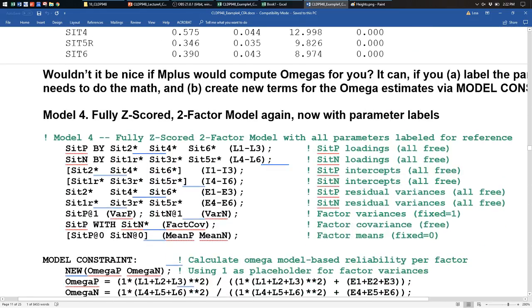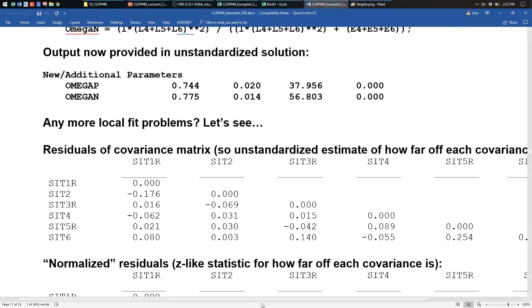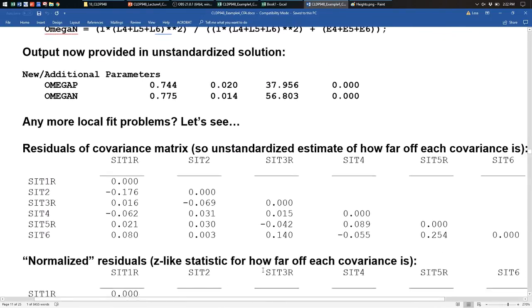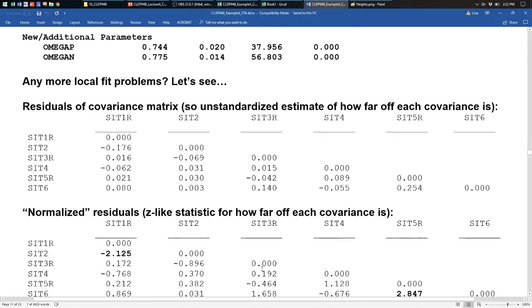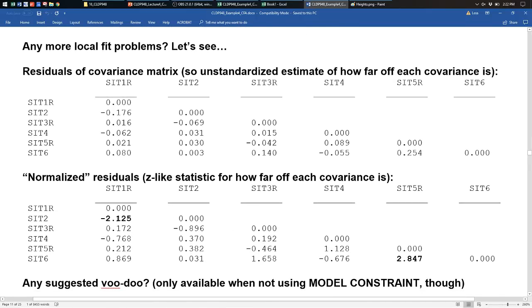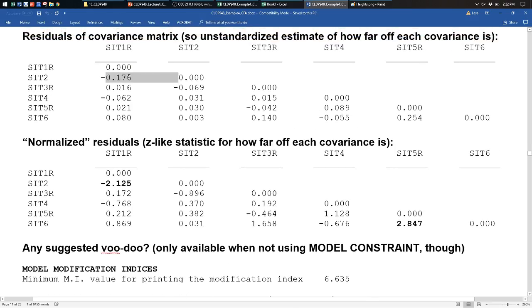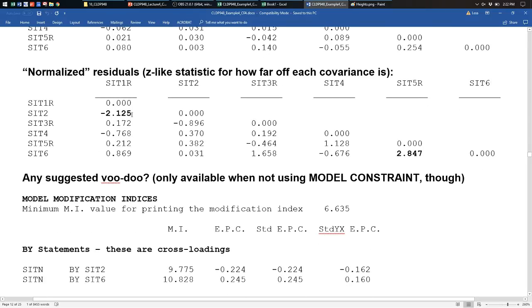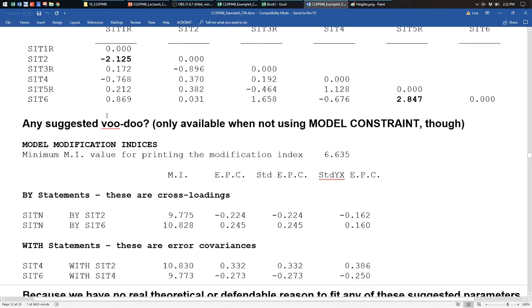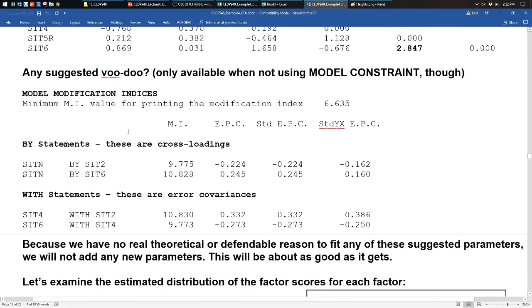Let me fast forward a little bit. We'll go over omega in just probably next time. Here is my normalized residual matrix. So here's the original covariances. Here's the normalized residuals, z-scoring the discrepancies between the model predicted and the observed data covariances. And then here is my voodoo.